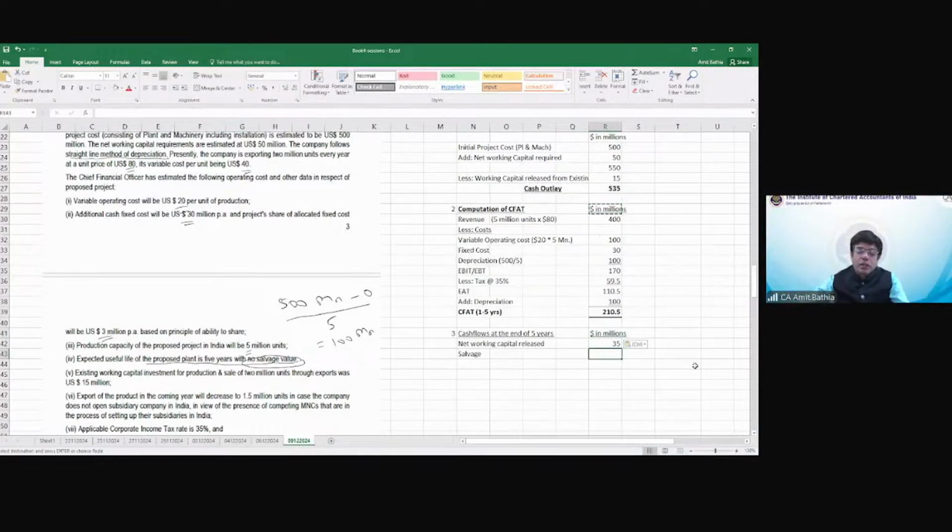Do you have any salvage of the machineries? Are you told anything about the salvage value? Will there be any salvage value? There will be no salvage value. Salvage is 0. So this is going to be 35.